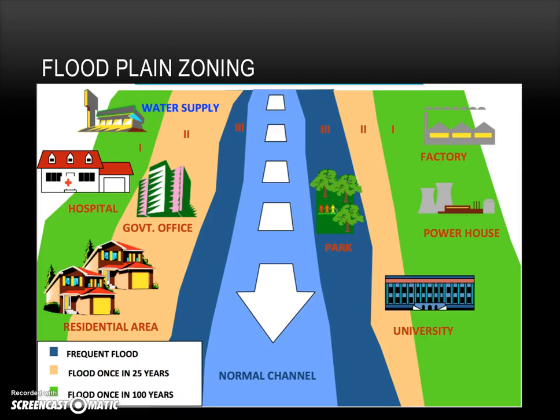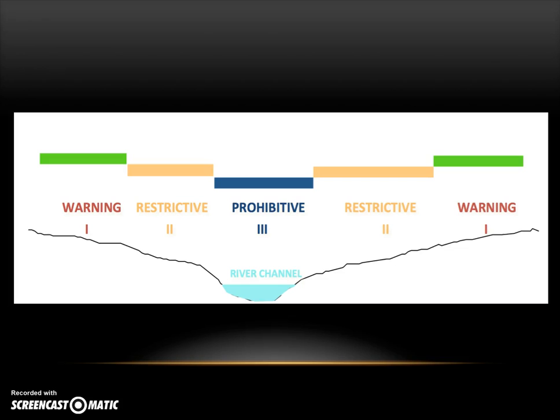This is an example of floodplain zoning. It is divided into three colors which tell about a frequent flood normal channel, a flood that occurs in 25 years, and a flood that occurs in 100 years. Also, this color coding would tell about the level: prohibitive, restrictive, or warning level.